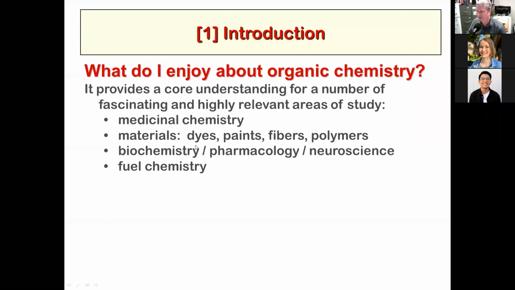Materials, so dyes, paints, fibers, polymers, plastics and things like that are all a subdiscipline of organic chemistry. Biochemistry, pharmacology, neuroscience, they're all rooted in organic chemistry. Fuel chemistry, I think, is incredibly boring, but you can make a ton of money studying it. You could work at Chevron or somewhere, doing analysis and trying to design optimal fuels. Some people love that too. But it's all organic chemistry, right?